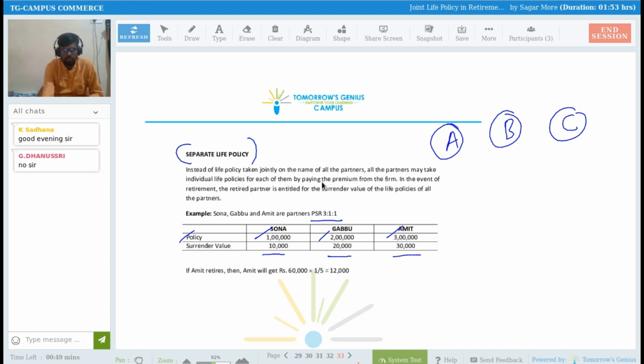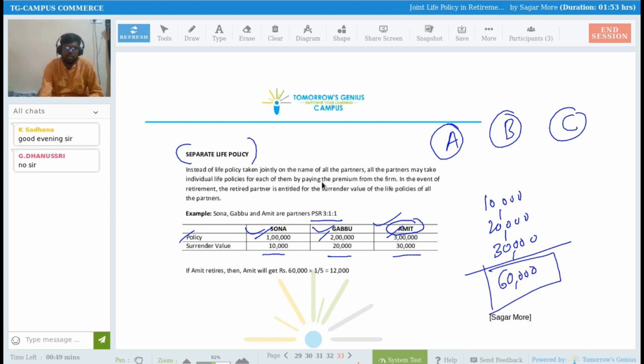If Amit retires, then Amit will get how much? So who is retiring here? Amit is retiring from the partnership. So if Amit is retiring from the business, you have to calculate the total surrender value of each and every person's policy. Sona's surrender value is 10,000 rupees, Gabbu's is 20,000 rupees, and Amit's 30,000 rupees. So total surrender value of all the policies together comes to 60,000 rupees, right?